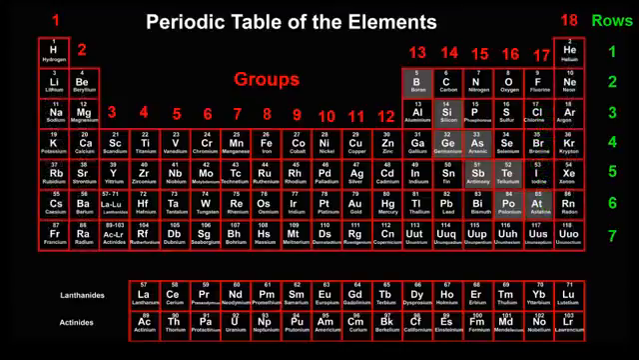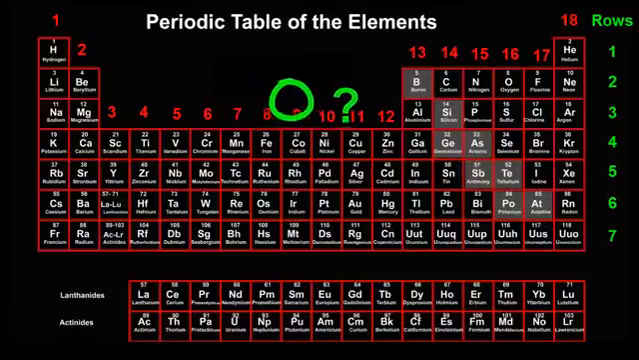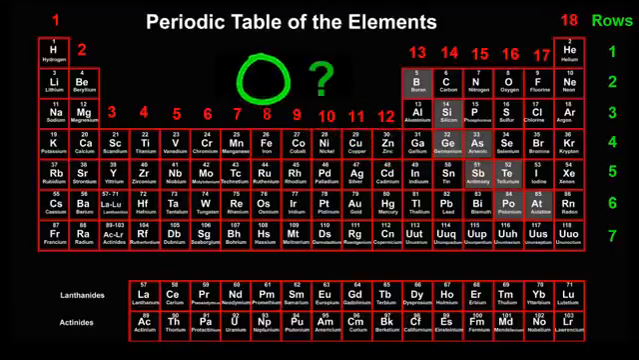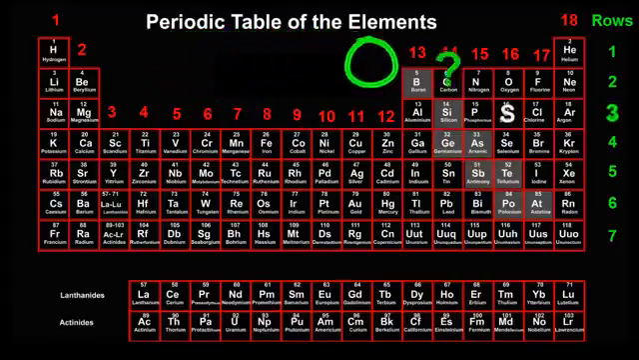Now you're ready to read the periodic table. What is the name of the element with atomic number 30? You just have to scan around and find 30. Zinc. What is the atomic number of calcium? Now you've got to find calcium on the table. 20. Which row is sulfur in?